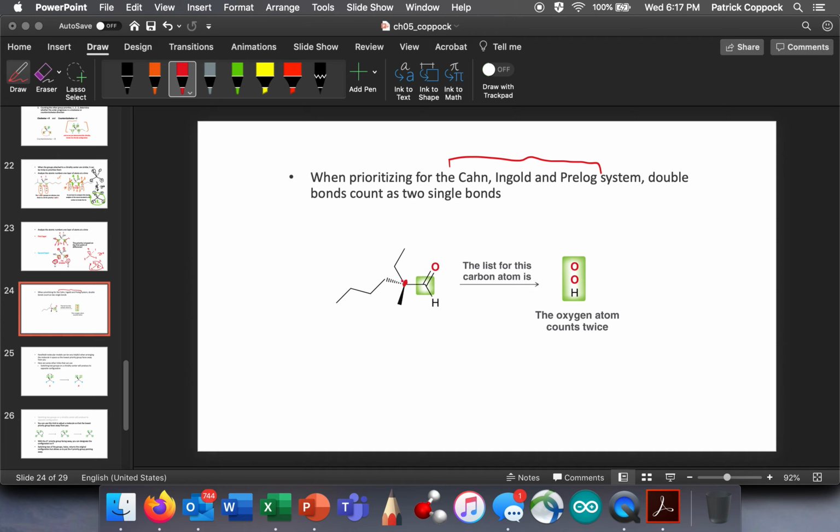We've got a carbon here with 4 separate things on it, right? There's an ethyl group, a butyl group, an acyl group, and a methyl group. So this carbon's definitely chiral. But look at this. When we go out here, that carbon has got 2 oxygen bonds, and so we write it out as 2 oxygen bonds. That's what that's about. The oxygen atom counts twice because there are 2 bonds to it.